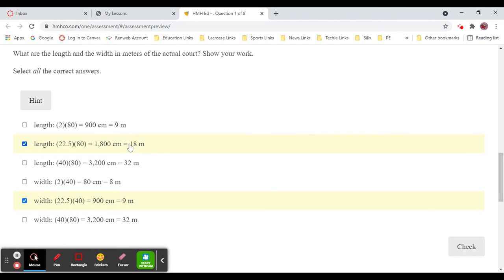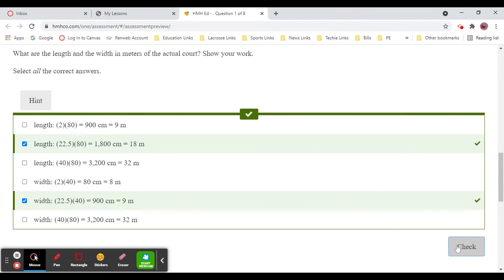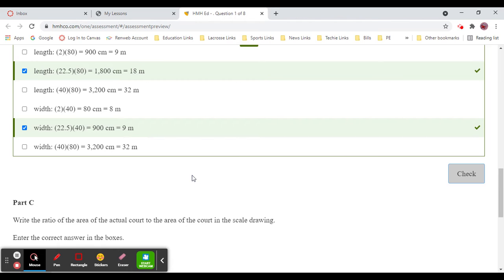And they're nice. They convert centimeters to meters for you here, which is what they want you to do as well in your book. So converting centimeters to meters, you're just dividing by 100 or moving your decimal 2 places to the left. So that gives me 18, and that gives me 9. Okay, that was problem number 1. Oh, sorry, got a part C.